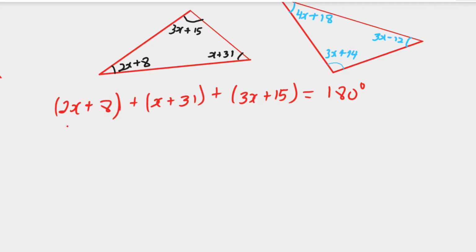So I can just remove the brackets. When you multiply 1 by the terms here, we have 1 in front of all the brackets. So whenever you multiply 1 by this, we're going to get the same thing. So we're going to get 2x plus 8, plus x plus 31 plus 3x plus 15, equal to 180 degrees. So at this point, I have to collect like terms. We have some of them with x. So I'm going to group like terms here. So this is what I'm going to do.